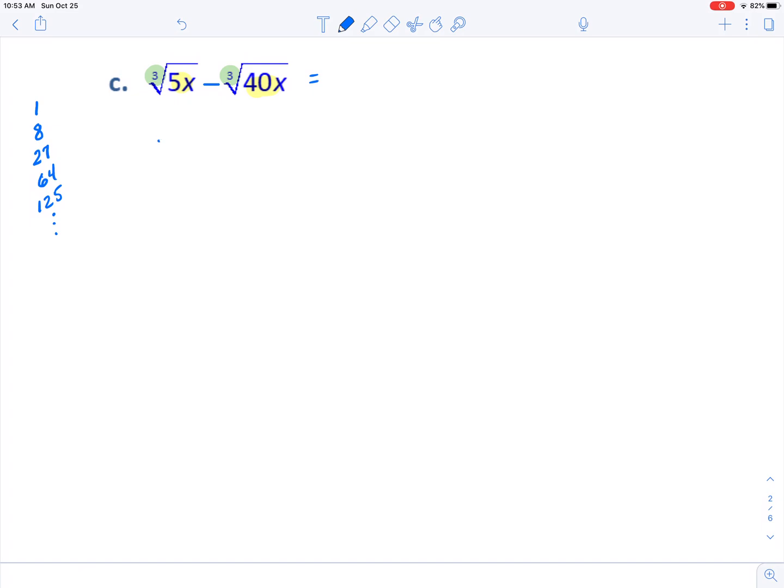All right, so I don't think I can simplify 5x because I don't see anything in my list of perfect cubes over there that is a factor. But I can work on 40 using 8 times 5. And of course, you see that 8 is in that list of perfect cubes over there.